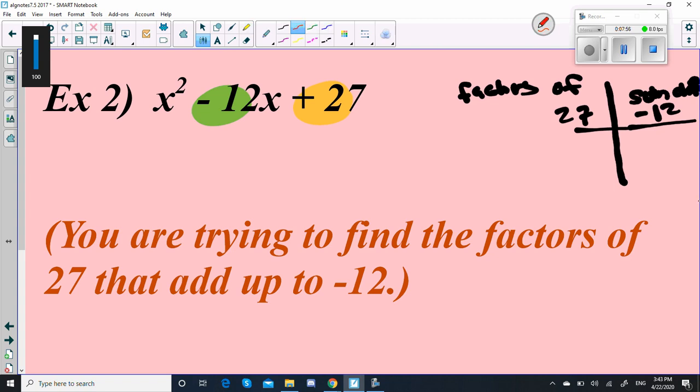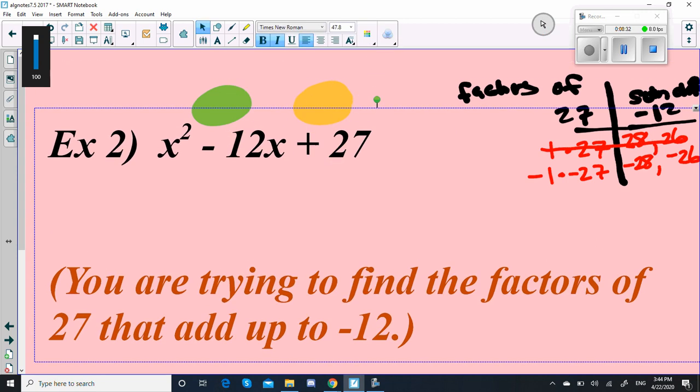All right, here we go. We're going to start listing the numbers you can think of. So hopefully you're thinking 1 times 27. Well, 1 times 27 adds up to 28, and it subtracts to 26. And if I make them both negative, negative 1 times negative 27 add up to negative 28 and negative 26. So you can see, since I want a negative over here, I'm not going to consider positive values. So I'm going to cross those out and move this down a little. It's kind of in the way.